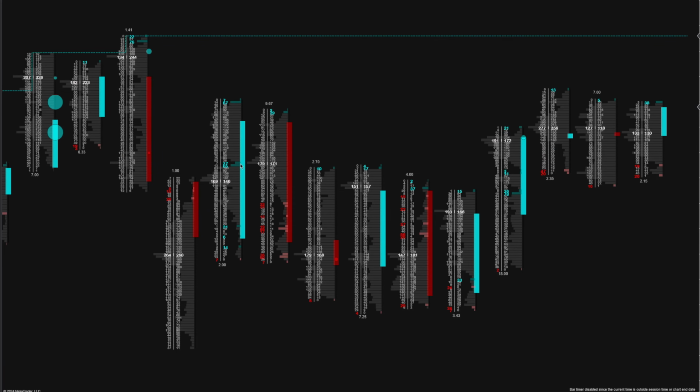All right, not a high quality stack and bounce, because what's the initial reaction off of this stack and bounce? It's down. So not something I'm interested in playing.